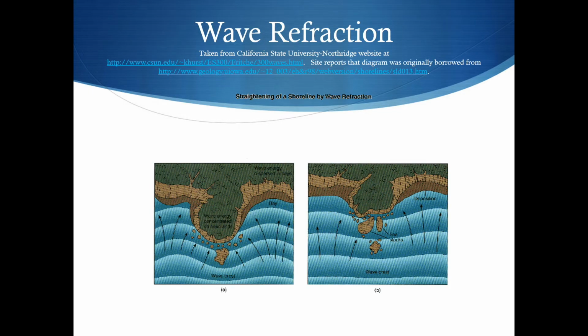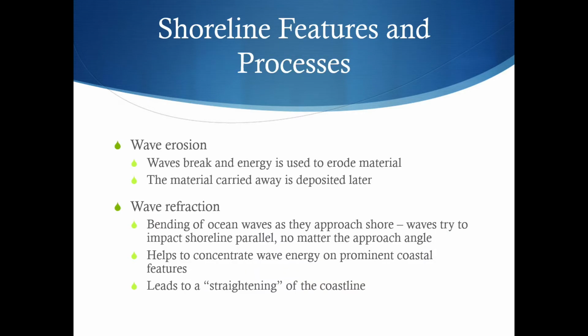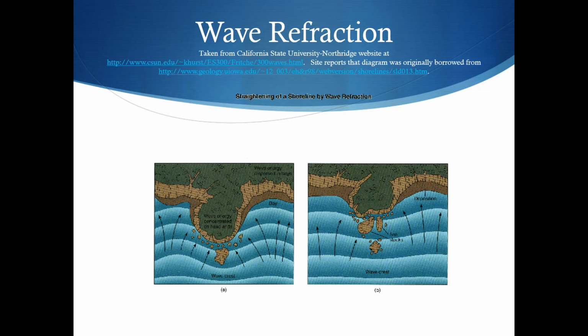So look at this diagram here. On the left, diagram A, the waves are approaching, right? But notice how as they approach this uneven shoreline, they start to bend into the shape of the shoreline. Notice how the waves that are coming in are kind of wrapping themselves around this prominence. They're trying to get parallel to the shoreline. And over time, that concentrates wave energy on that prominence. And over time, what diagram B is showing you is that the prominence gets eroded away and we start to straighten out the shoreline. This is called wave refraction. So waves, as they approach, try to parallel themselves with the shoreline. This causes a concentration of energy, which results in a straightening of the shoreline.